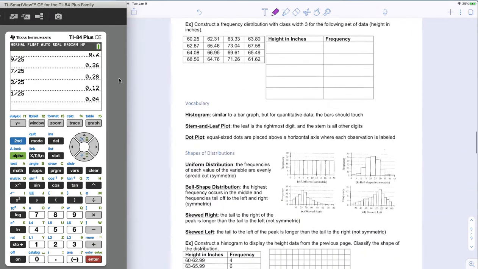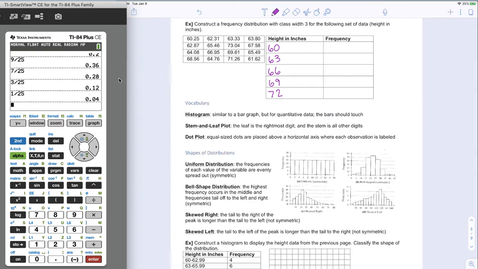Now we want to construct a frequency distribution with class width 3 for the following set of data. So I know the class width is 3. The question is, where should I start? Well, if we examine the data, we can see that the lowest number is 60.25. That's kind of an awkward number to start with, so I would probably choose to start with 60, which is a little bit lower, and it's a nice round number. Now the class width is 3, so the class width is the difference of consecutive lower class limits. So the next lower class limit would be 63, and we can just keep adding 3 to go all the way up.